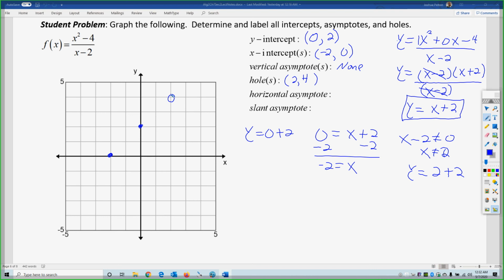So horizontal and slant asymptotes. So if I plug in infinity, I get y equals infinity plus 2, which is just infinity, which means there is no horizontal asymptote. It's slanting towards infinity, right, on an upwards line. So essentially I need to do long division. And if you did long division using the original problem, watch what you get.